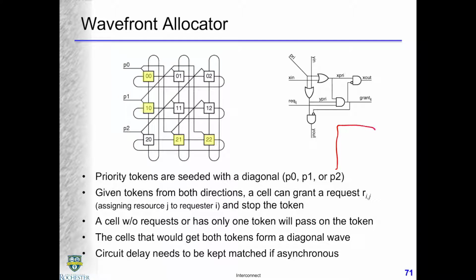I have a switch, right? What does it mean that I grant 0, 1? It's port 0 to port 1. Then the input port of 0 cannot select any other request, and the output port of 1 cannot select any other request. Okay?